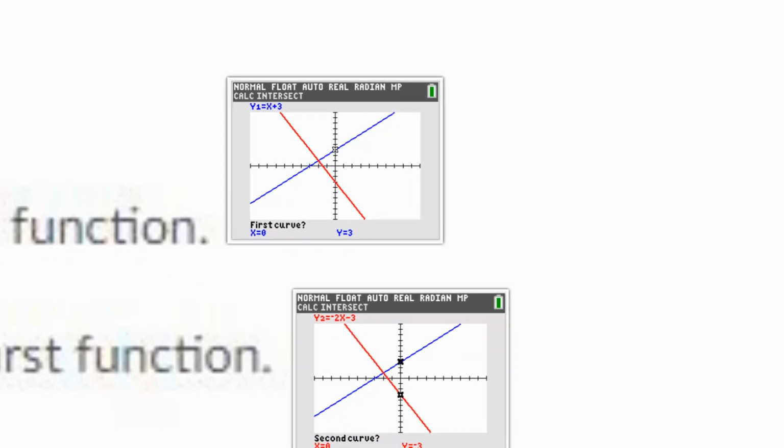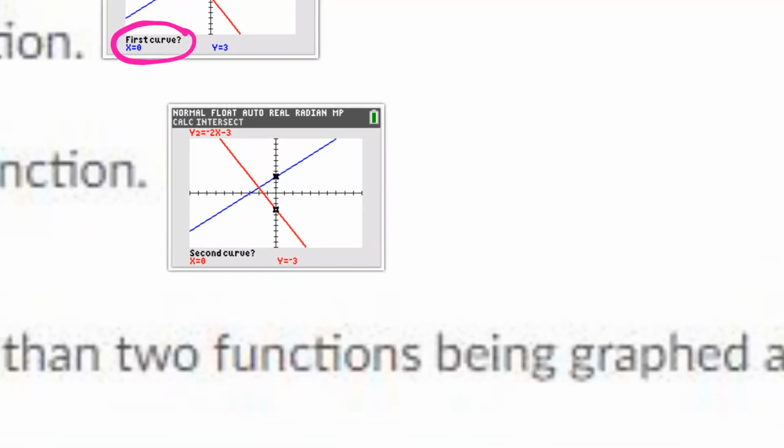After that, the first thing it's going to ask you is, which one is your first curve? You'll see there'll be a blinking dot on one of the first lines. That's your first curve. That's your first line. So you're going to go ahead and hit enter. After that, it will bring you to the next line with the next question. Second curve, meaning the little dot will move and it'll ask, is this your second curve? It is. That's your second line. So you're going to go ahead and hit enter.